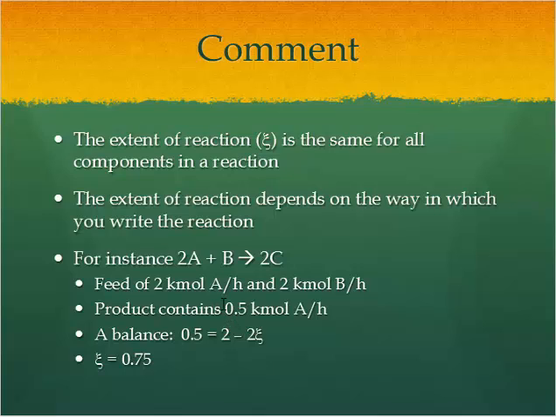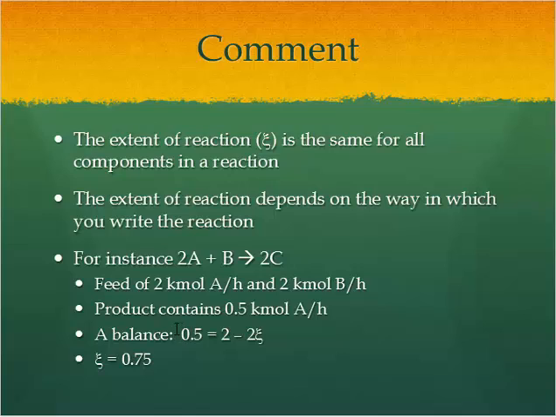So I just looked at 2 molecules of A making B to form 2 molecules of C. And let's just say that our feed contains 2 kilomoles of A per hour and 2 kilomoles of B per hour. So my limiting reactant is A, and I have some excess B. In the product, they measure and they find that there's 0.5 kilomoles per hour of A. So I can do an A balance and figure out what the extent of reaction is for this reaction.